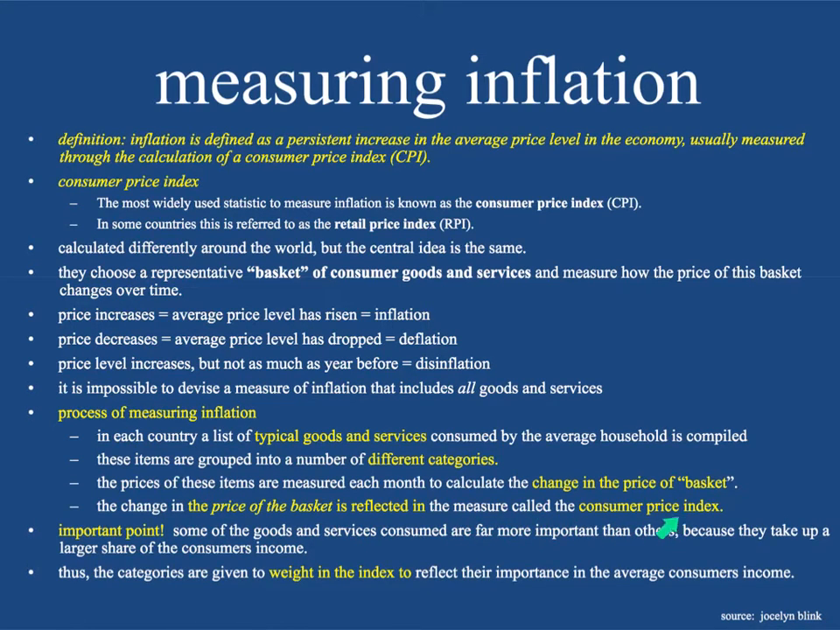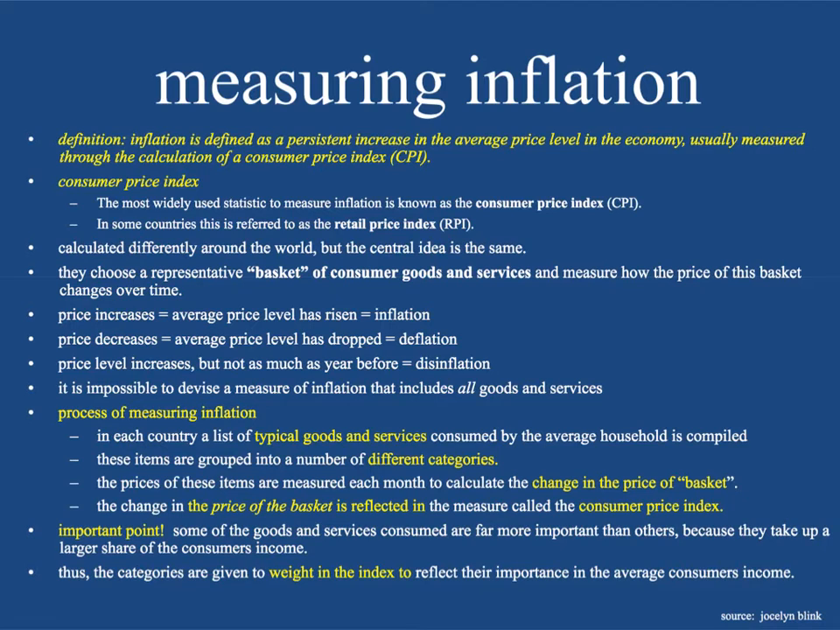So an important point here is some of the goods and services consumed are far more important than others because they take up a larger share of the consumer income. You're going to see this in a second. It'll make sense. Thus, the categories are given a weight in the index to reflect their importance in the average consumer's income. Okay, so it helps the best to take a look at it, and here we go.